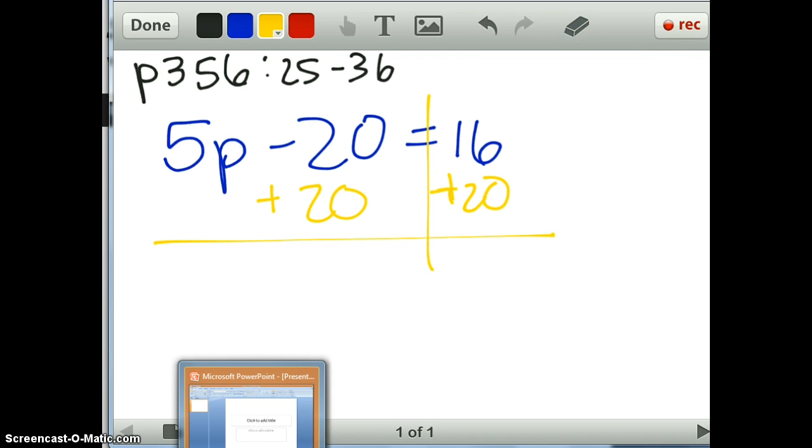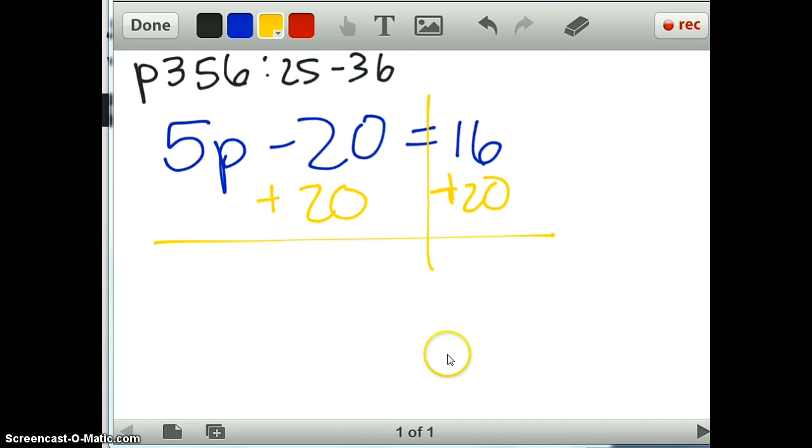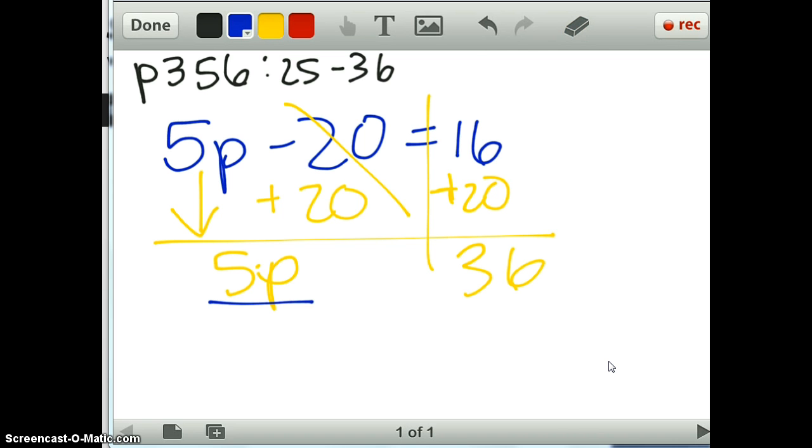So I've rewritten it. Sorry if there was kind of a funny thing going on in the background. I stopped and paused and thought I'd erase my video. But here I am. So I've got the 5p minus 20 equals 16. I add 20 to both sides. And so here that simplifies out. Nice. Over on this side, 16 plus 20 gives me 36. And I drop down my 5p. Now that says 5 times p. How do I undo that? Well, I divide by 5.